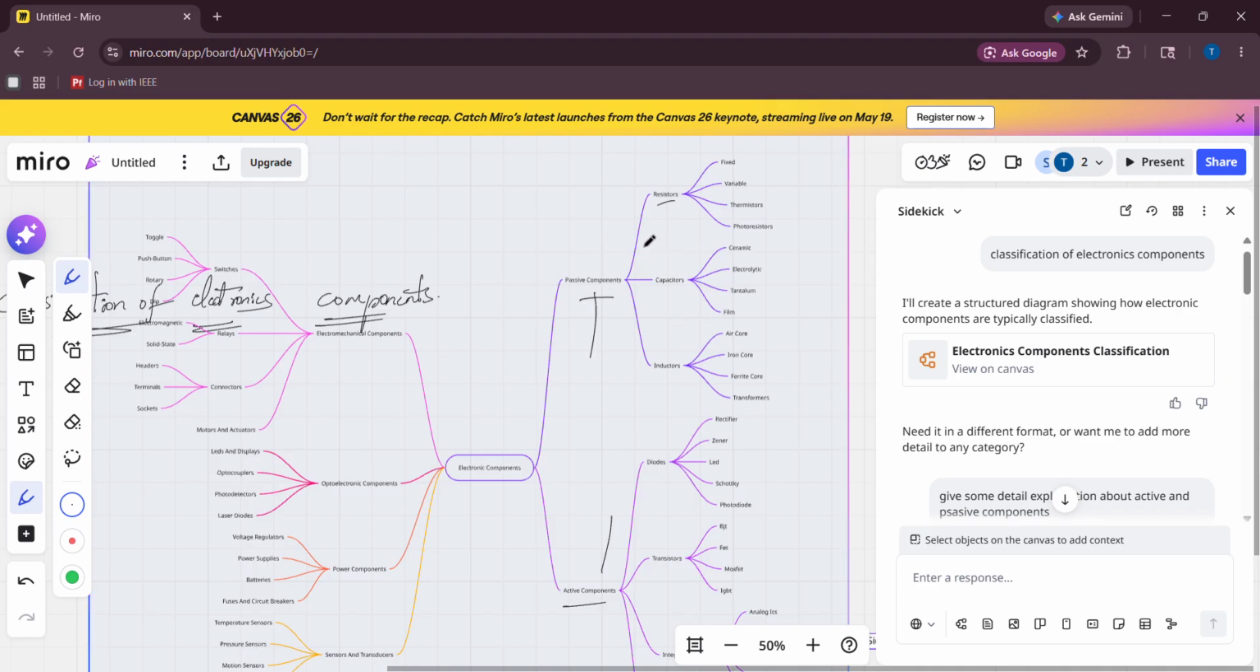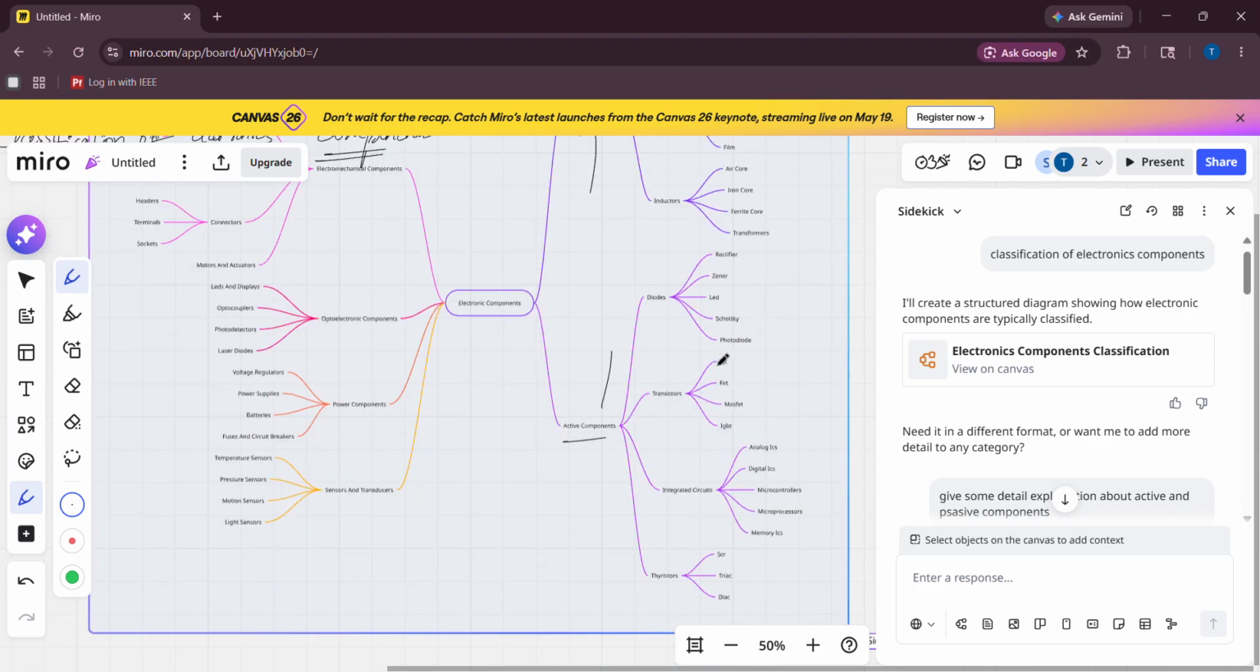Passive components are again divided into three types: resistor, capacitor, and inductor. Resistors are divided into fixed resistors, meaning fixed value, and variable resistors, where according to our requirement we vary the value of the resistor, plus thermistors and photoresistors. These are different types of resistors. Capacitors are ceramic, electrolytic, tantalum, film. So many types of capacitors are there. Inductors are air core, iron core, ferrite core, transformer. So many things are present in inductors also.